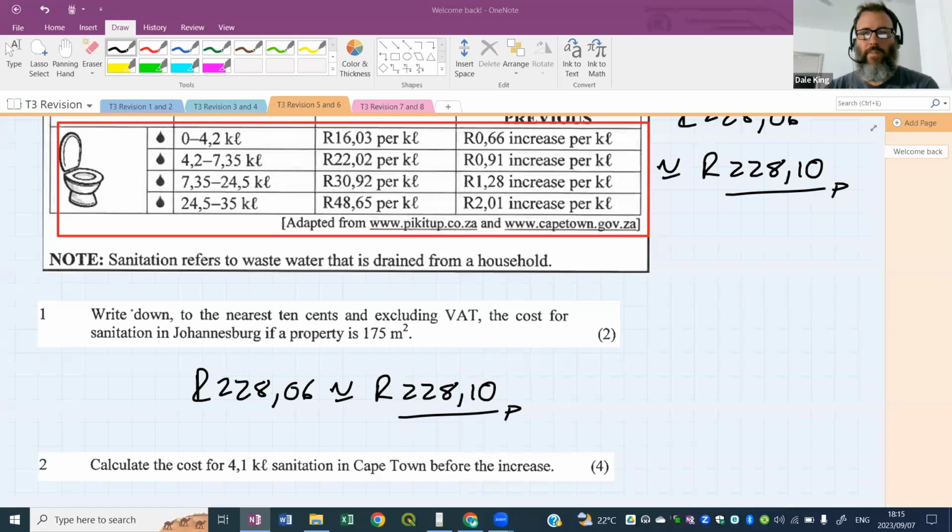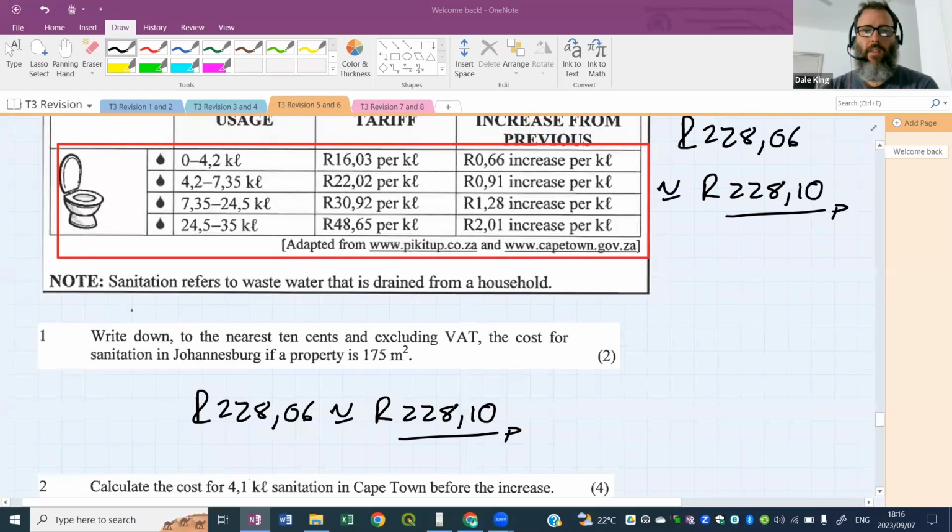I think we need to find the difference between 7.35 kilometers. I think we need to subtract 7.35 kilometers minus 4.2 kiloliters. Okay, and then what are you going to do with that? And then you need to multiply it by one of the tariffs there. You need to multiply it by 16.03. I'm not sure.